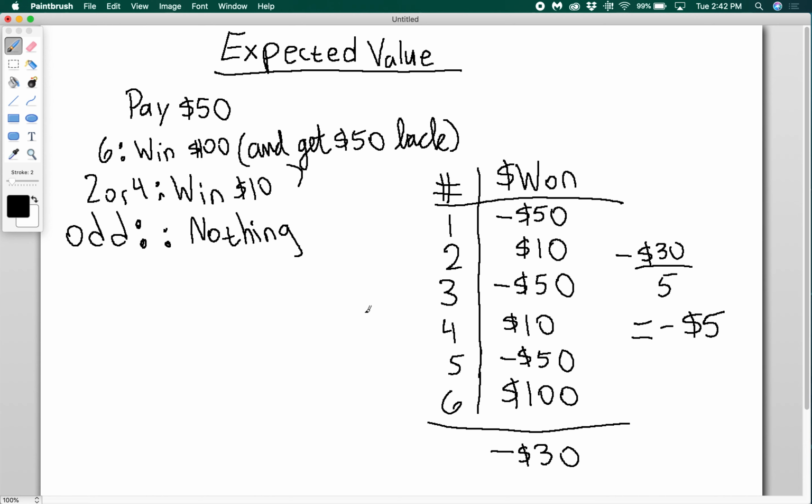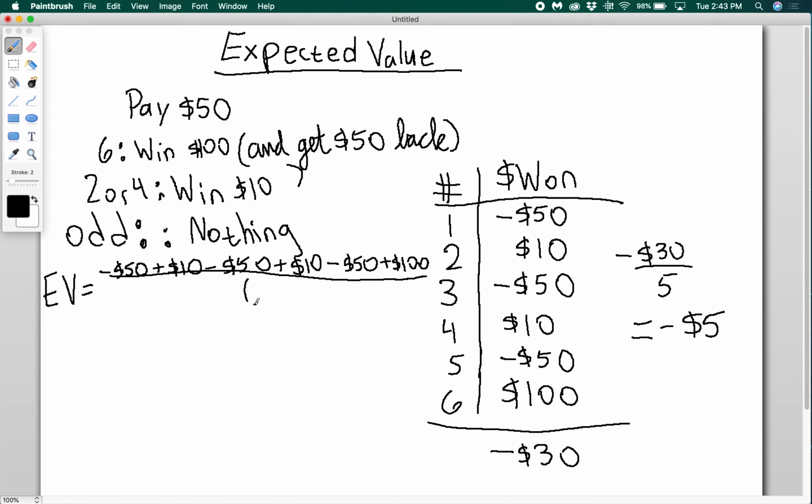And this leads us to our expected value equation, because I'm going to rewrite this in a more suggestive way. The expected value of this experiment was negative 50 plus 10 minus 50 plus 10 minus 50 plus 100, and we divided that by 6 because that's the total number of outcomes. Now I'm going to rewrite this: I have 3 ways of getting negative $50, 2 ways of getting $10, and 1 way of getting $100, still divided by 6.